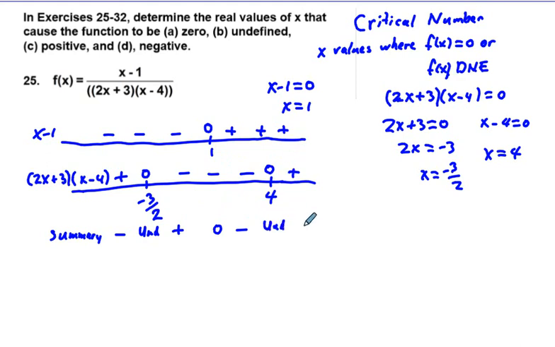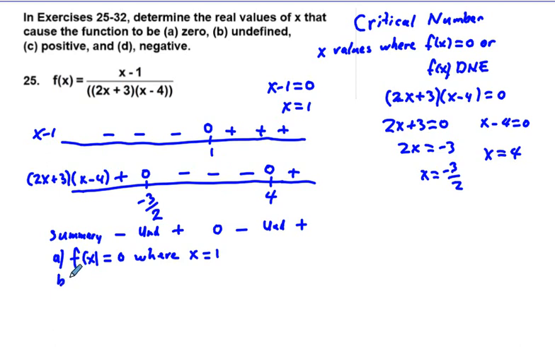and greater than 4, we have positive divided by positive. So now we can answer the questions here. And so for A, we say f of x equals 0 where, and we just look down the summary line where x is equal to 1.